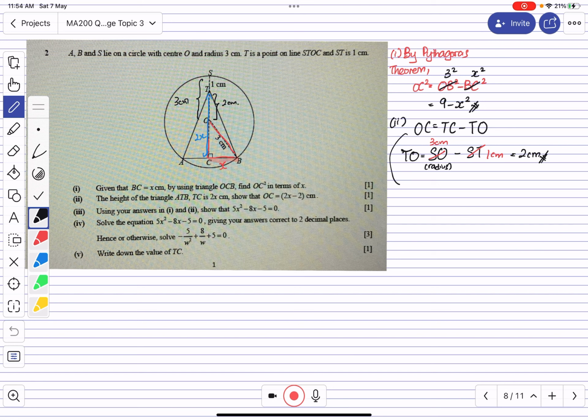Alright, so based on this, you can say that OC is the same as TC, which is 2x, subtract away 2, because TO is 2. And therefore, you are done with part 2.